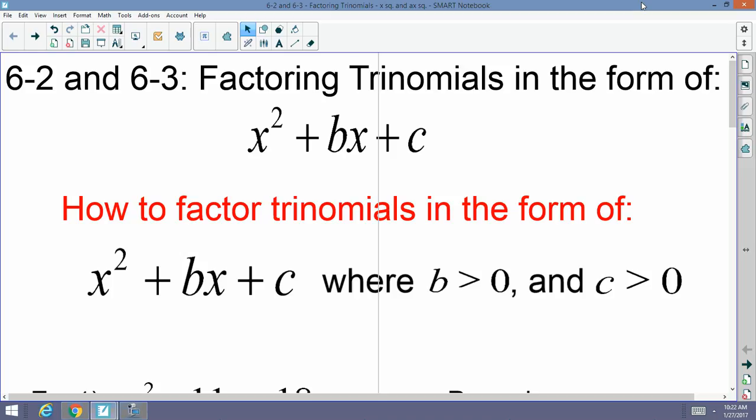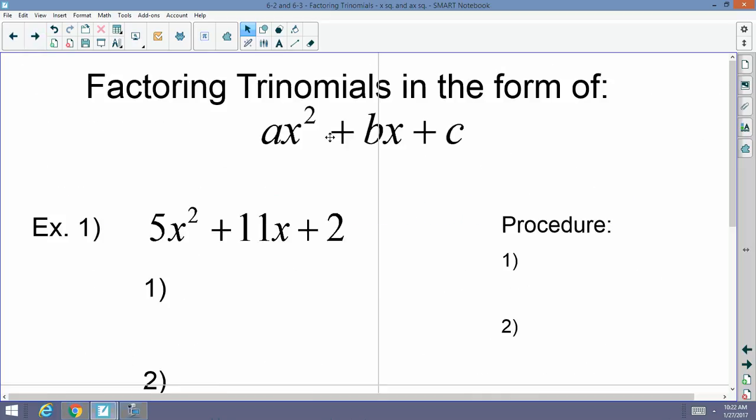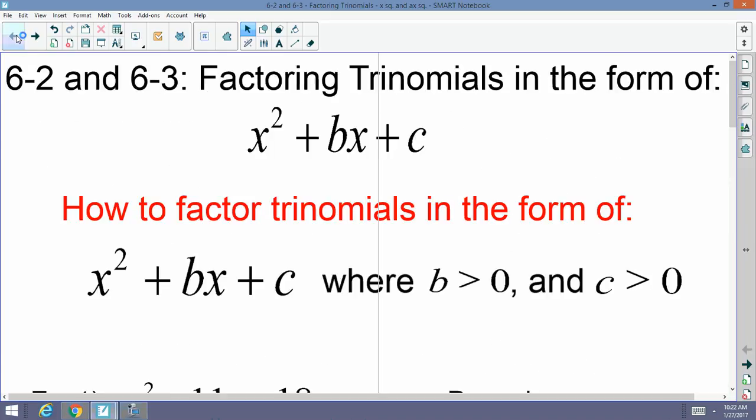Today we're going to double up our lessons and talk about 6.2 and 6.3, which is factoring trinomials, both in the form of x squared plus bx plus c, and I'm going to teach it to you in the form of ax squared plus bx plus c. The reason I'm going to teach you both is because I've created two very similar ways of factoring, okay? Two very similar ways of factoring.